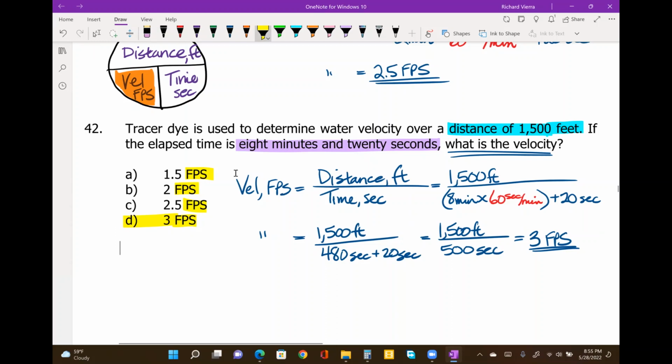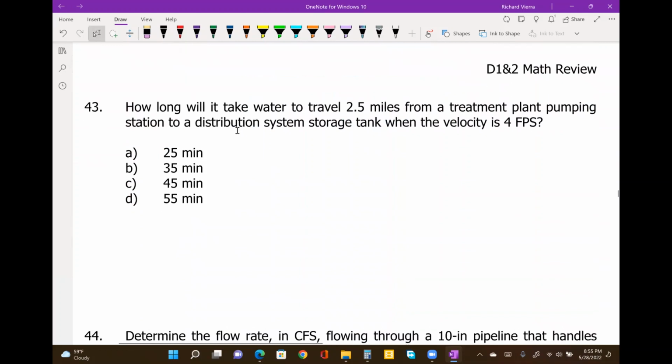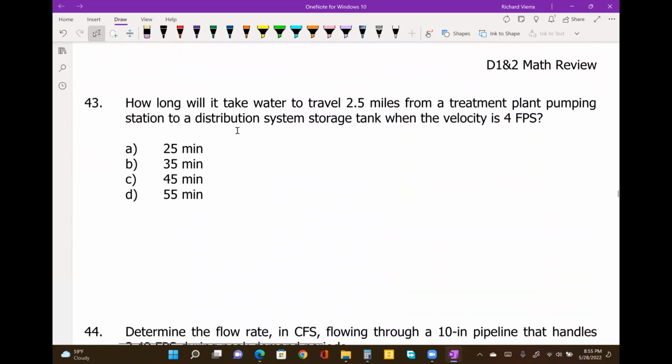Moving on to example number 43 on the top of page 69. Now we have, looks like a time period in minutes for all the answers. And very beginning of the question, how long is it going to take? Okay, so the length of time in minutes.